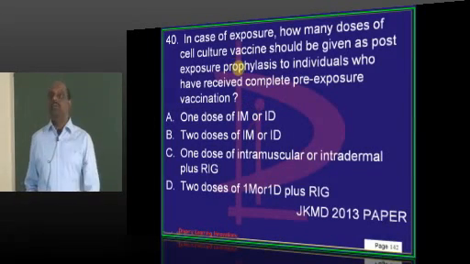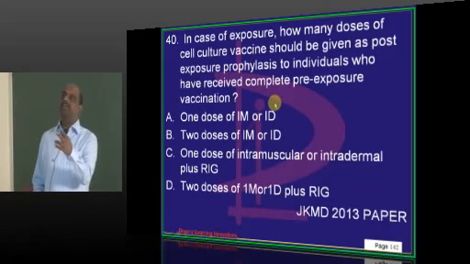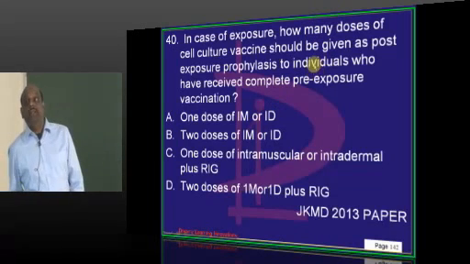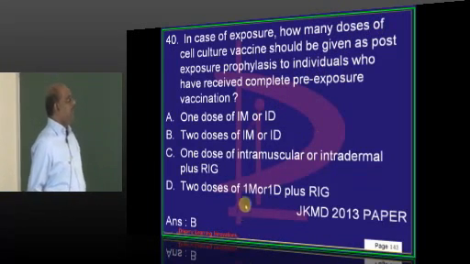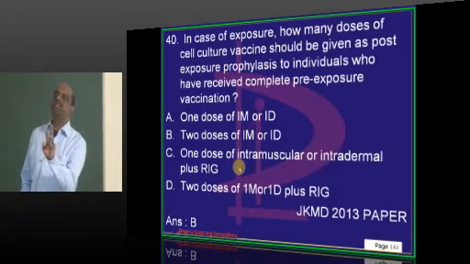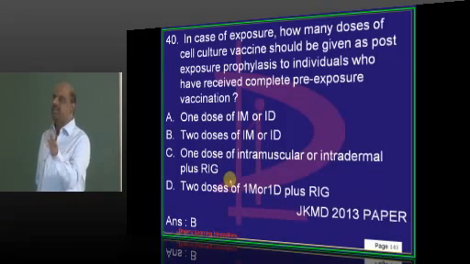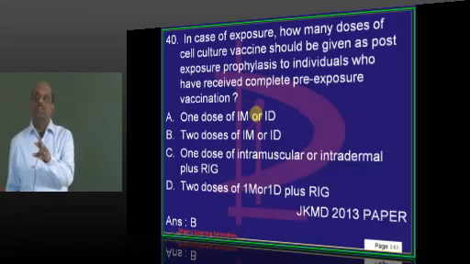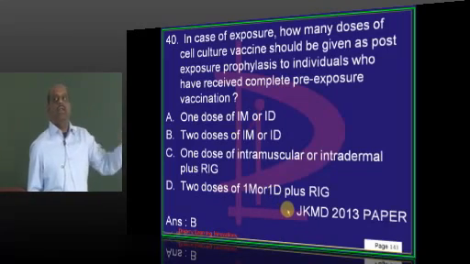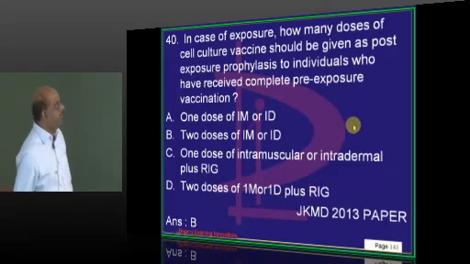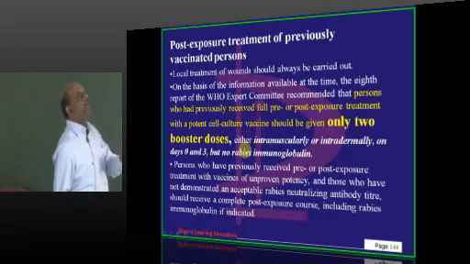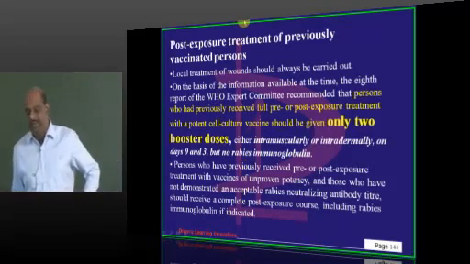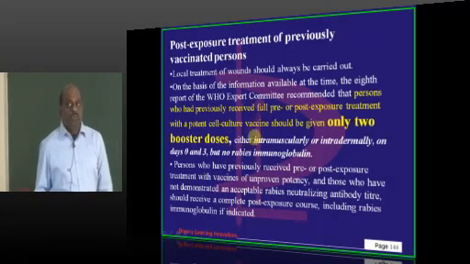This is a beautiful question about rabies. If a person has already received pre-exposure prophylaxis and then has been bitten by a dog, how many doses are required? Only 2 doses. No need of passive immunization with immunoglobulin. Only 2 doses, intramuscular or intradermal injection, is all that is required. Only 2 booster doses, if he already took pre-exposure prophylaxis, like a veterinarian or one working in a zoo.